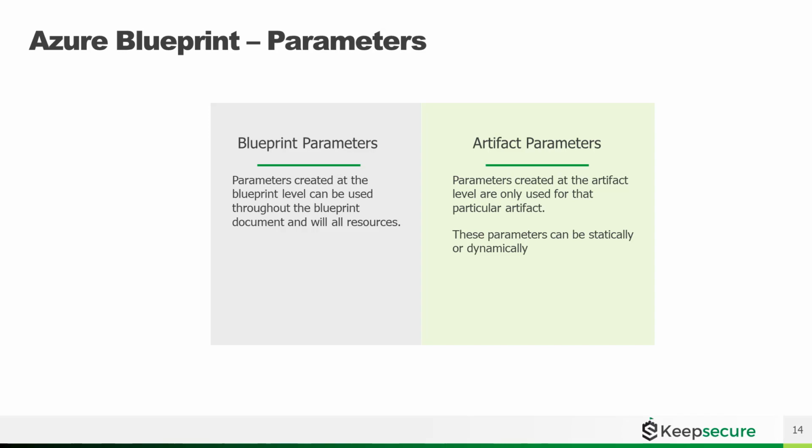There are two scopes of parameters in Azure Blueprints. The first is blueprint level parameters, which are parameters that are globally set within the blueprint. These parameters can be used by artifacts within the blueprint. Currently, you can only set blueprint parameters via the REST API. Artifact level parameters are parameters that are scoped to an individual artifact. These parameters can easily be created in the portal.